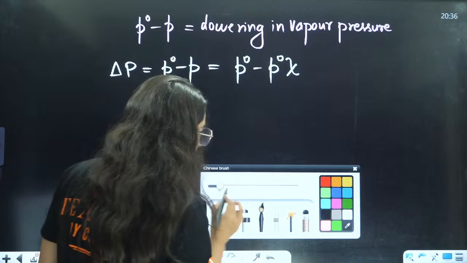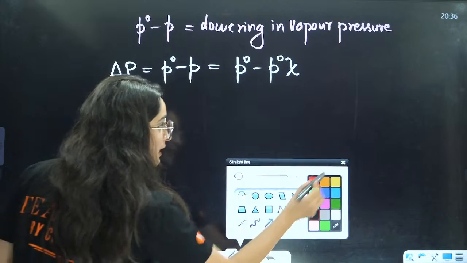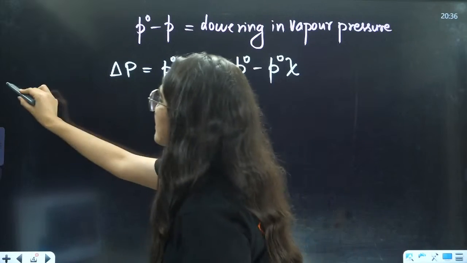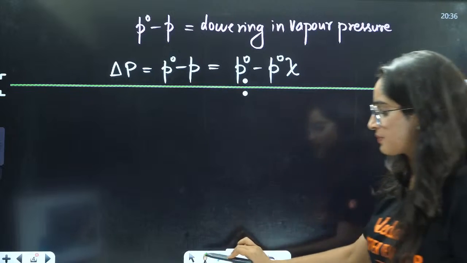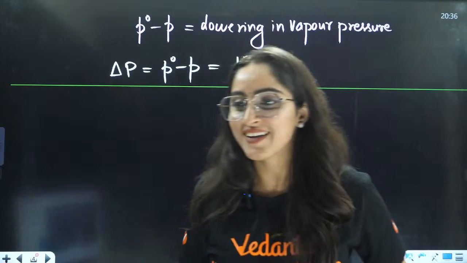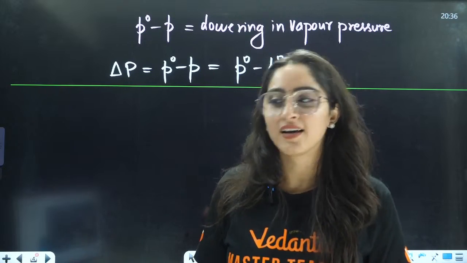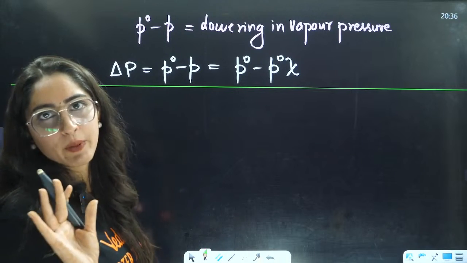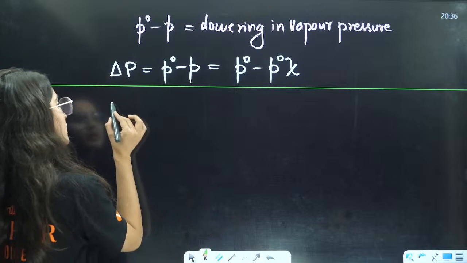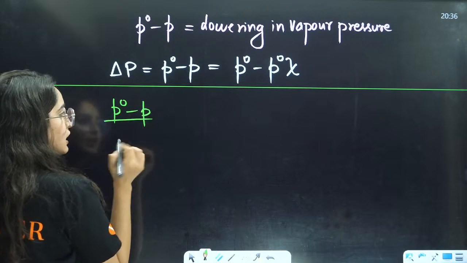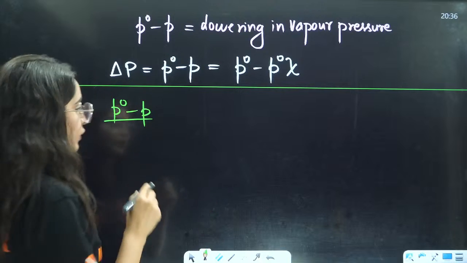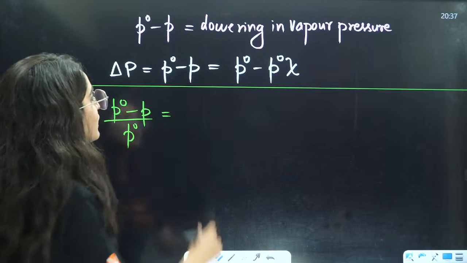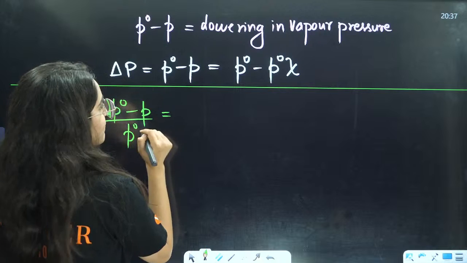If I am saying that, ma'am, we want to calculate the relative lowering. So whenever there is a relative term, what does that mean? Relative means in comparison to something. So you can remember this, relative means comparison, right? So they are not talking about lowering in vapor pressure. They are talking about relative lowering in vapor pressure. That means this lowering in vapor pressure divided by the initial term, what it was. Initial was P naught. So it will be P naught minus P by P naught.